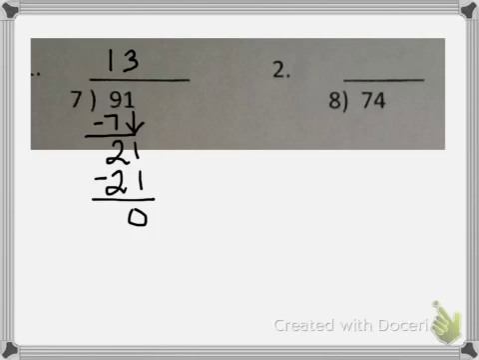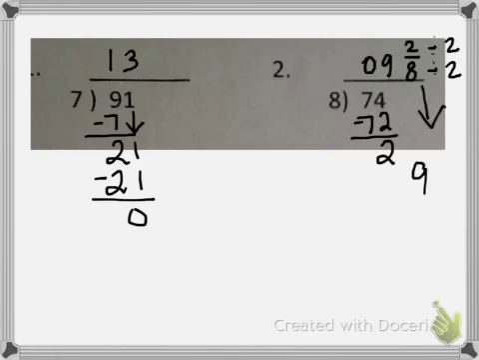Number 2, 8 into 74. 8 can't go into 7, so we're going to put a placeholder just above the 7, but it can go into 74 9 times, so I'm going to put the 9 above the 4. 9 times 8 is 72, so 74 minus 72 is 2. So our remainder becomes the numerator, and our divisor, the 8, becomes the denominator. And we can simplify this further by dividing the top by 2 and the bottom by 2. So our quotient becomes 9, and 2 divided by 2 is 1, 8 divided by 2 is 4. So 9 and 1/4.